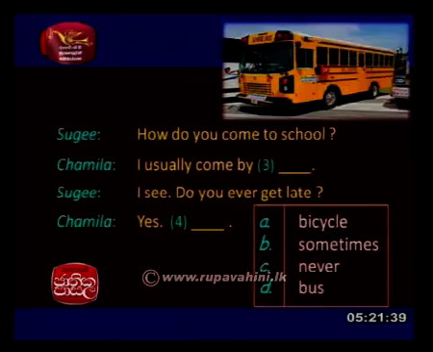How do you come to school? I usually come by bus. There's bicycle and bus, but there's no bicycle. Right. So then definitely you have to write D. I see. Do you ever get late? There are two words, sometimes, never. Yes, what is the answer? Sometimes. Can't you use never there? You can't. Why? Yes is there. If you say yes, do you ever get late? Then yes, then sometimes. Right? You can't use never.